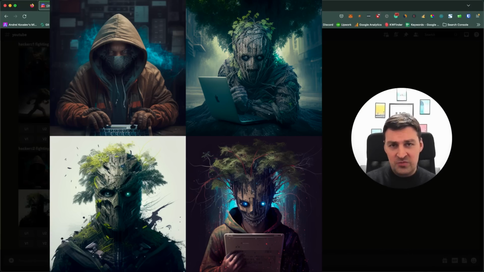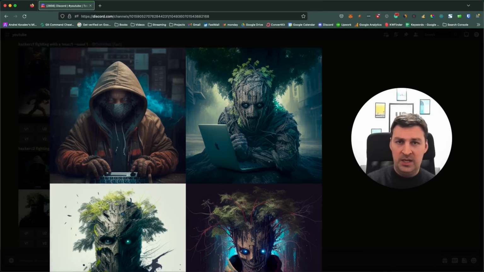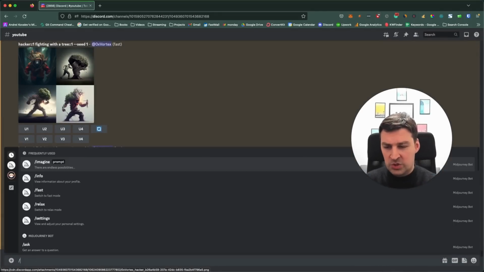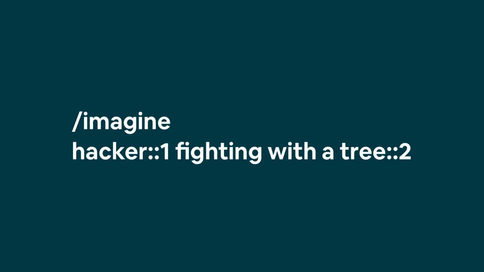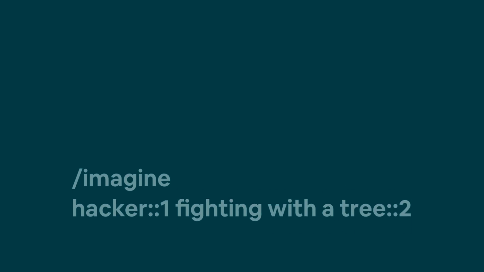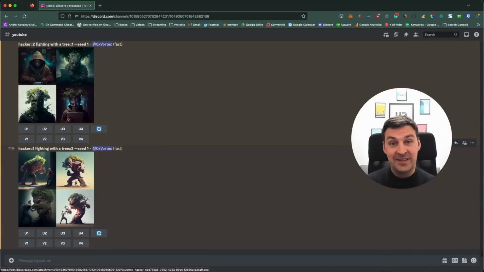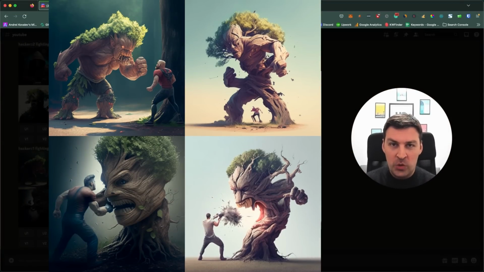Now let's turn this around, because what we want to get is something that looks more like somebody is fighting something, in this particular case, the hacker. So I'm going to switch around the weighting. I'm going to give the hacker only a weighting of 1, and the fighting with a tree part will get a weighting of 2. And guess what? We get exactly what I wanted. So in this case, we've actually gotten 4 images that show us somebody, sometimes a bigger guy, sometimes a smaller person, who's actually trying to fight a tree.